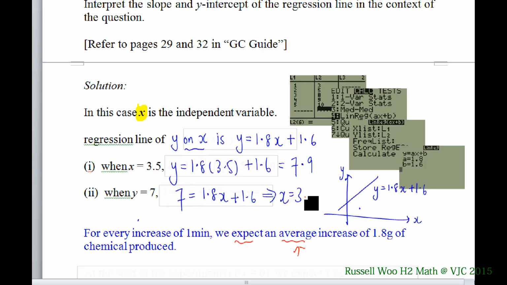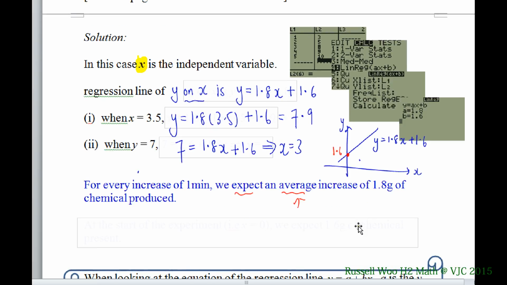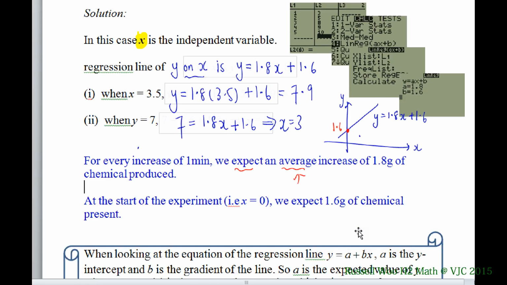What about the interpretation of the y-intercept? The y-intercept is here, right? 1.6, the y-intercept. What does it mean? That means when x is 0, when time is 0, amount of chemical is 1.6. Science students, no problem. Which means that at the start of the experiment, you expect to see 1.6 grams of chemical. That means x equals 0, you expect to see 1.6.